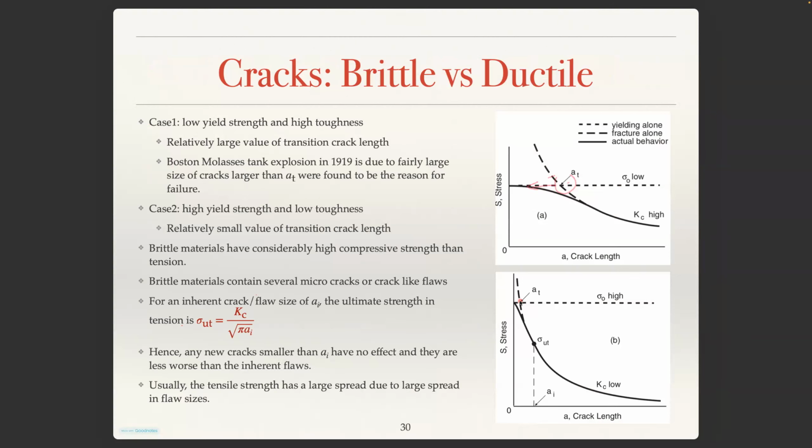If the transition crack length is very low, then most of the cracks that are there in the material are going to be larger than this transition crack length, and hence you need to adopt a fracture mechanics approach for the design. And we know for brittle materials, we have very high yield strength, or actually there is no yield strength, it is actually ultimate tensile strength, and low fracture toughness. And hence, in brittle materials, the transition crack length is very low, and hence even a small crack can be a dangerous crack. Okay?